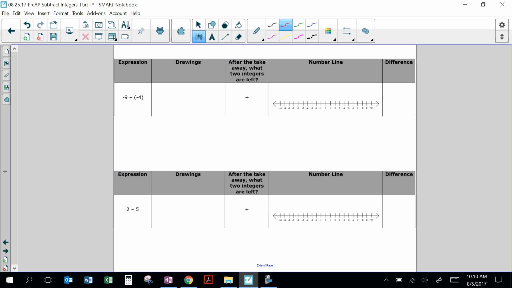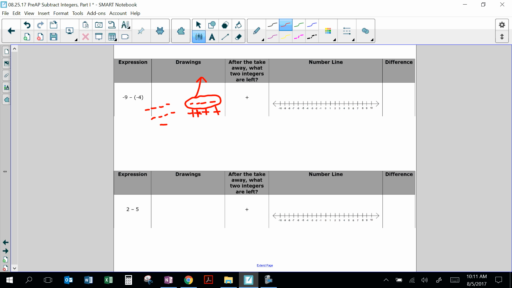Next one, -9, take away -4. So we're starting with what number? -9. 1, 2, 3, 4, 5, 6, 7, 8, 9. I need to take away -4. How can I take away -4 without changing this value right here? I need 4 zero pairs. So now, can I take away -4? Yes, I can. Bye-bye.